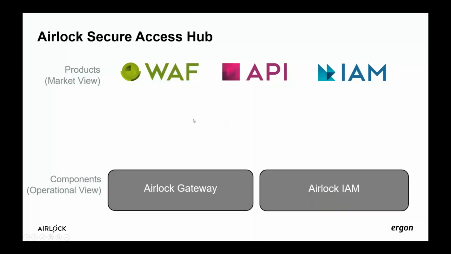Airlock Gateway, this is one of the first changes with the new version. You might know the Airlock Gateway from the previous name Airlock WAF. We always had two components, the Airlock WAF and the Airlock IAM. But out of those two components, there were three products generated: the Airlock WAF, the Airlock IAM, and the Airlock API Gateway. And this is where a problem started.